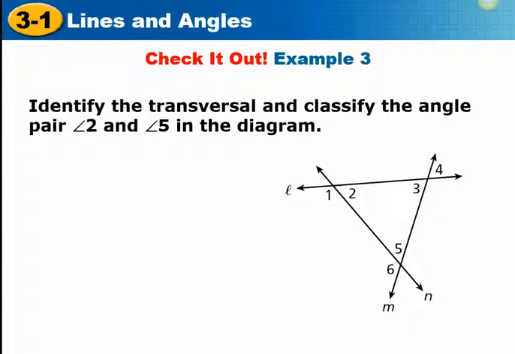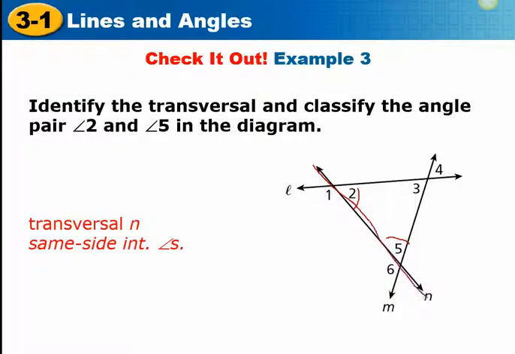This is for you to practice, so you can pause the video, try this, and then check your answers. Okay, so they just asked you to identify angle 2 and 5, which is here and here, which means that this is the transversal. And these are on the same side, so the transversal is N, and they're same side interior angles.